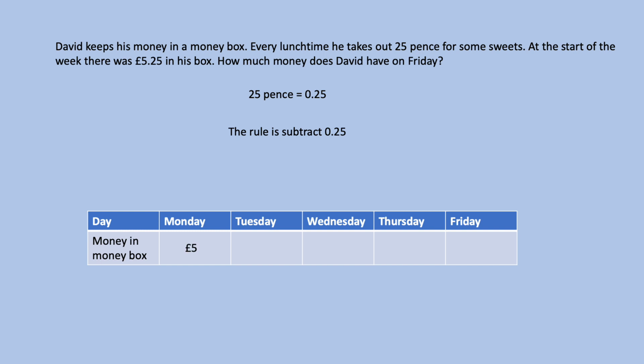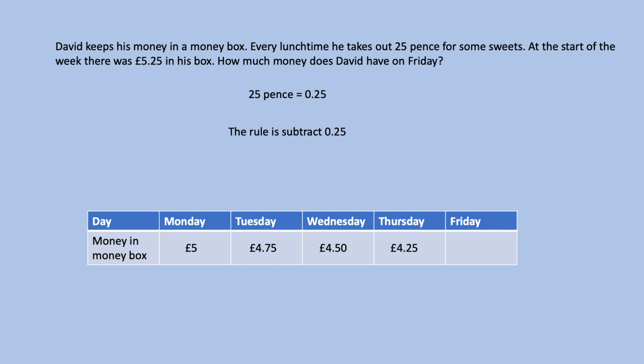Now on Tuesday he does the exact same thing. But he takes it from the amount that he has on Monday. Okay, so it would be £5 take away 0.25, which would equal £4.75. And on Wednesday he would do the same. So £4.75 take away 0.25, which would be £4.50. And on Thursday he would do the same. He would do £4.50 take away 0.25, which would equal £4.25.